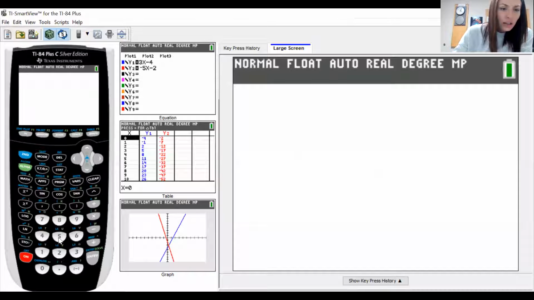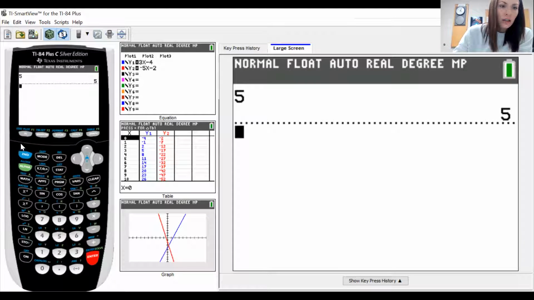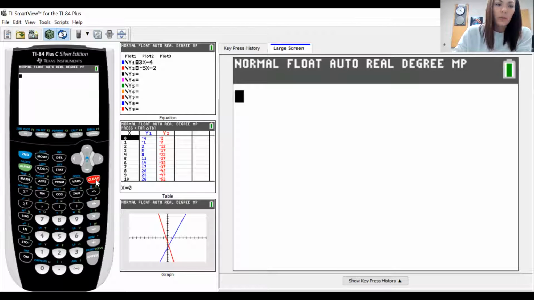Let me try it a different way. If I hit 5, right? But if instead I hit second 5, it gives me L5. Okay, so that was a better example. So that's kind of how my buttons work on here. We are going to need to use this second button. If I wanted to use the alphabet, that's all the green letters above here, I would have to hit the green alpha button first. But like I said, we're not going to use that.